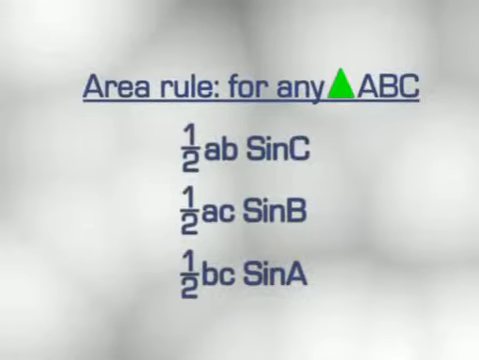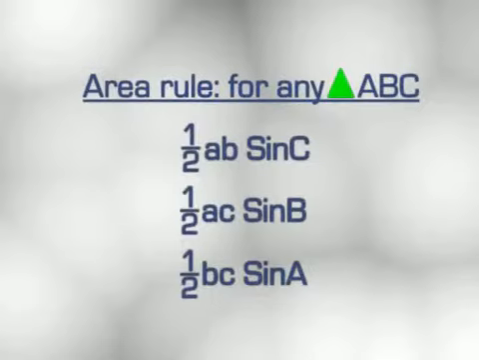Now let us take a look at the area rule. The area rule states that the area of triangle ABC is given by a half side A times side B sine C, or a half AC sine B, or a half BC multiplied by sine of A.